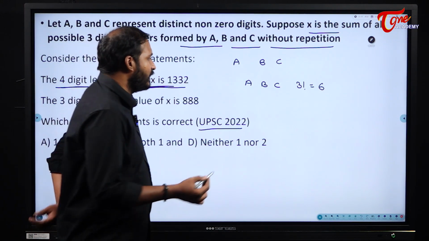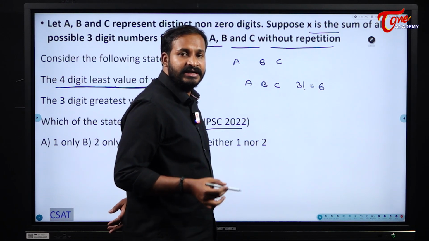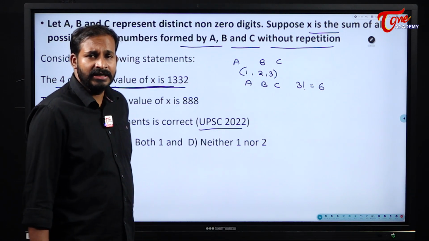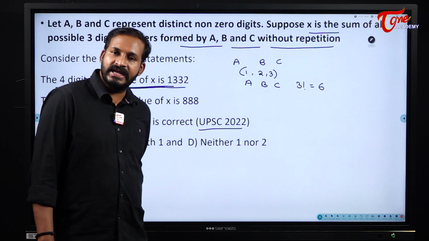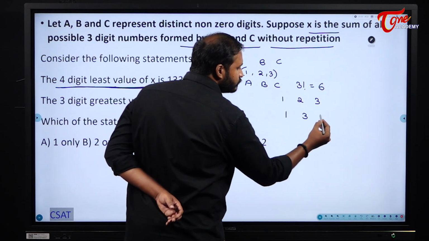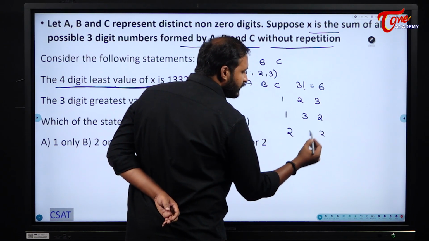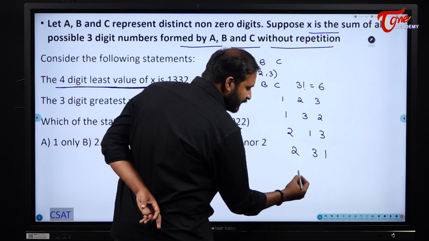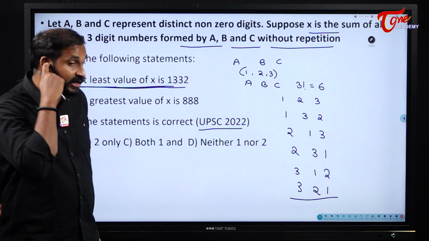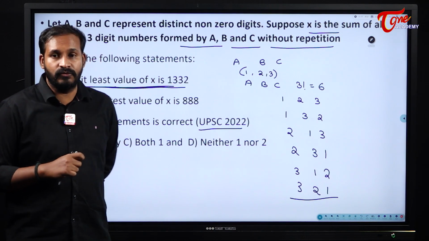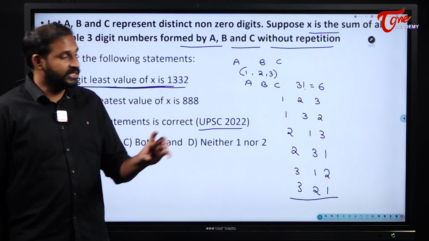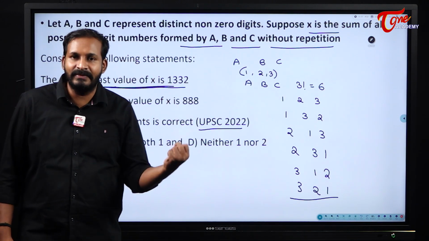So for example, what are the least values of A, B, C I can take as distinct digits? I can take them as 1, 2 and 3. By using these 1, 2 and 3, what are the numbers I can write? I can write 123, or 132, or 312, 213, or 231, or 321. Now these many different numbers I can write by using the digits 1, 2 and 3. These are the least values which I can take for A, B and C. We can also take other digits, but for time being I am taking the least values.